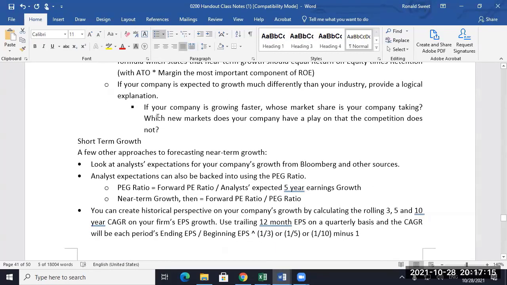If your company is expecting growth much different than the industry, then you've got to have some explanation for that. And that comes down to market share. If your firm's going to grow 12% in an industry that's growing 5%, from whom are they stealing their market share? And in how many industries is there a big player that's stealing market share and the rest of the industry is like, well, that's fine with us. Go ahead and take our market share. Most companies are going to fight hard.